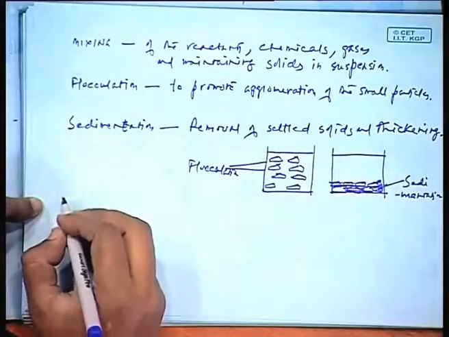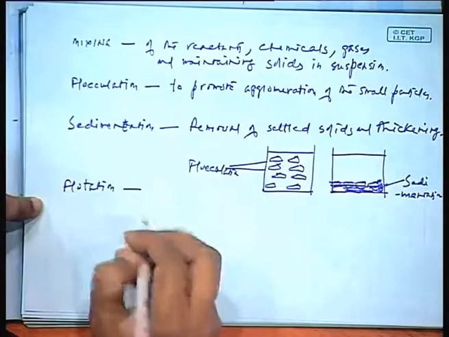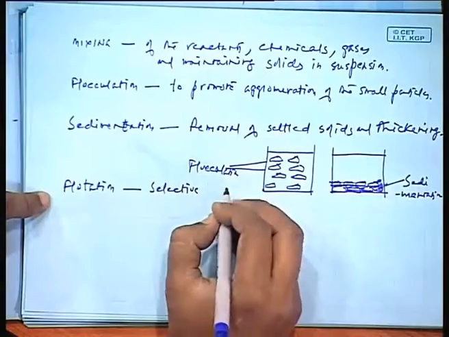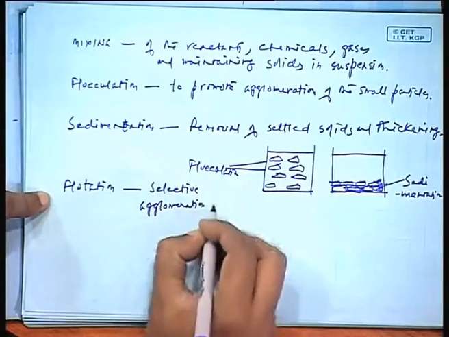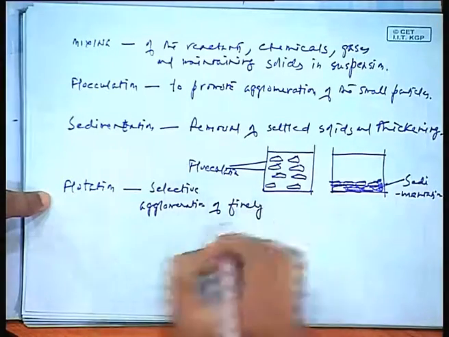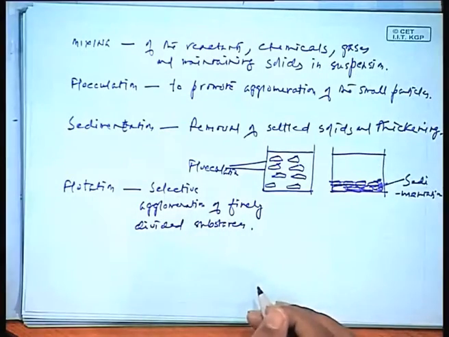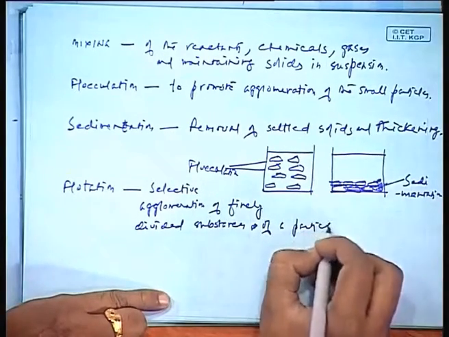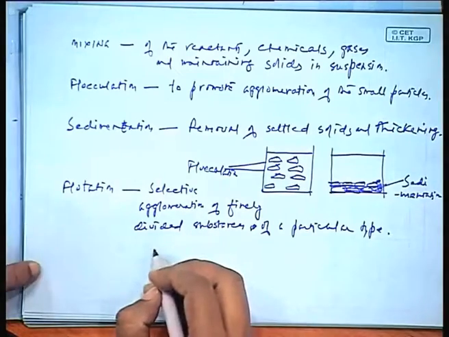The next is flotation, or froth flotation. This is the selective agglomeration of finely divided substances of a particular type.